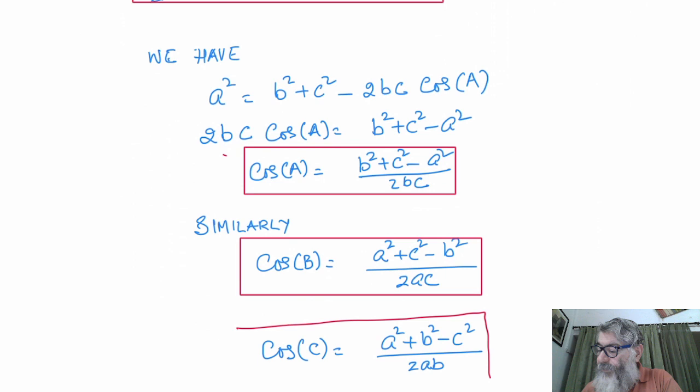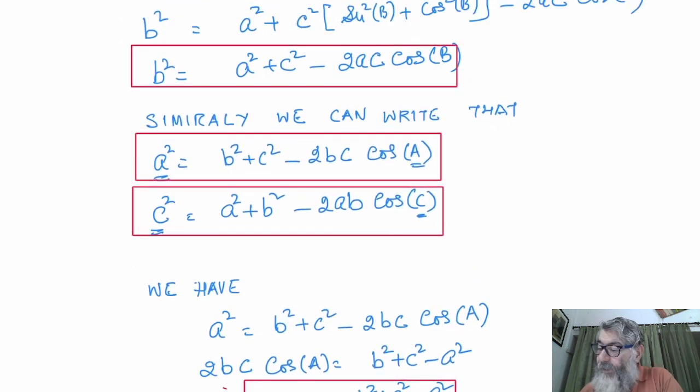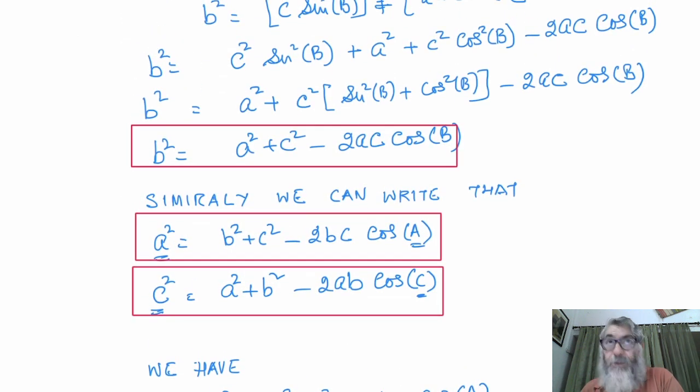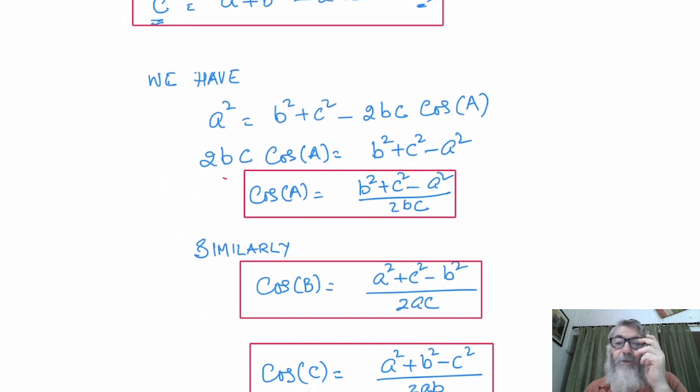Cos A, cos B and cos C we can calculate in terms of the sides, or we can write it as B square is equal to A square plus C square minus 2AC cos B, or in this form. Both are cosine laws. Whatever the need of the question be, we write it accordingly.